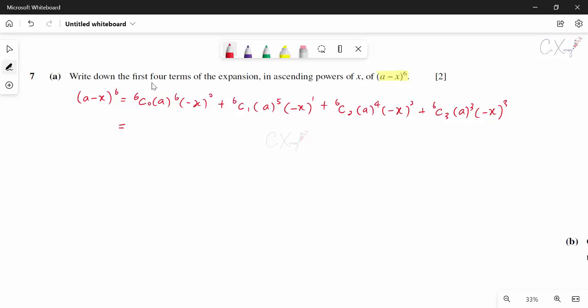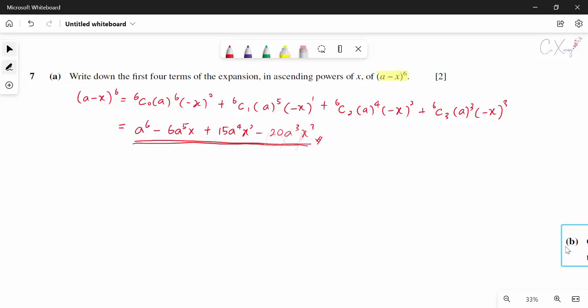Okay, so if you press the calculator and you didn't make any careless mistake, then this is the answer that you should get: a power 6, minus 6a power 5 x, plus 15a power 4 x squared, and then minus 20a power 3 x power 3. By the way, this one only 2 marks will be given. So just make sure that you don't make any careless mistake to get the answer here. Then now we go to part B.